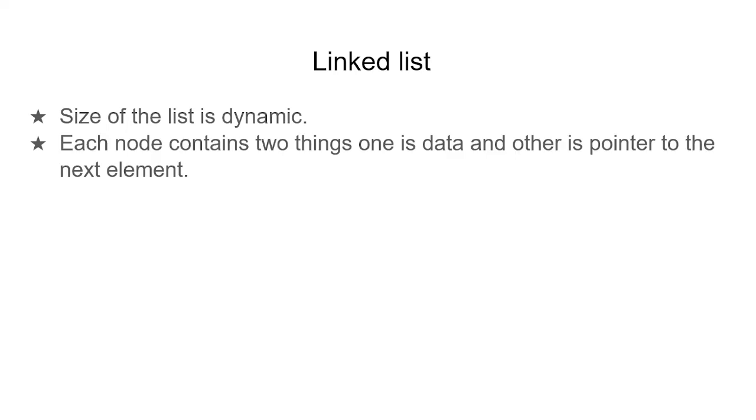Each node contains two things. One is data and another is a pointer that points to the next element. About pointers, I'll put that in another video. So until then, we'll continue with this.